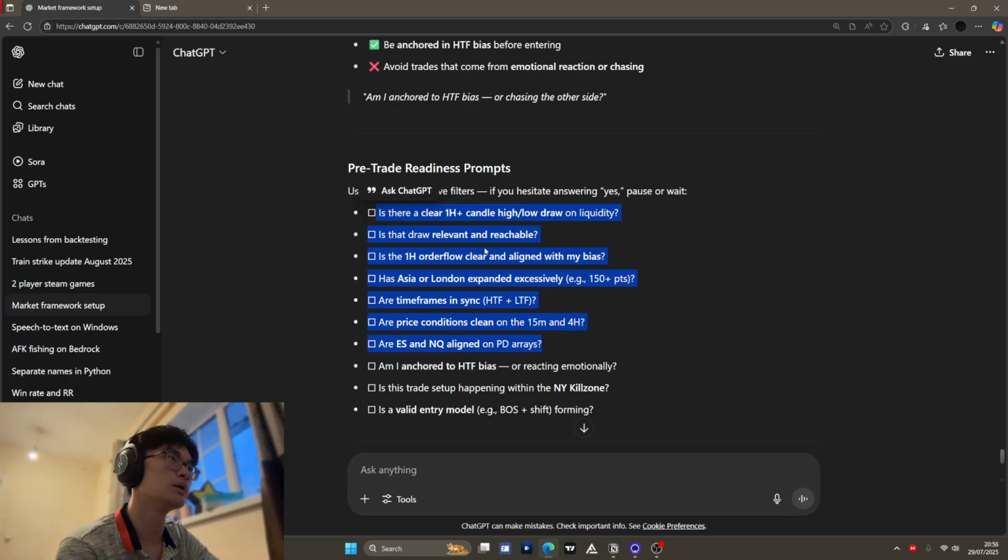Is there a clear 1 hour candle high or low draw on liquidity? Is that draw relevant and reachable? Is the 1 hour order flow clear and aligned with my bias? Has Asia or London expanded excessively? Are time frames in sync? Are price conditions clean on the 15-minute and 4 hour? Are ES and NQ in line on PDRA? I don't know why I said 4 here. Okay.